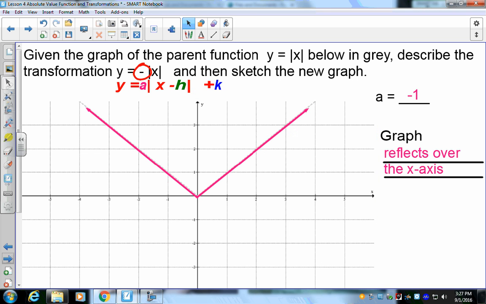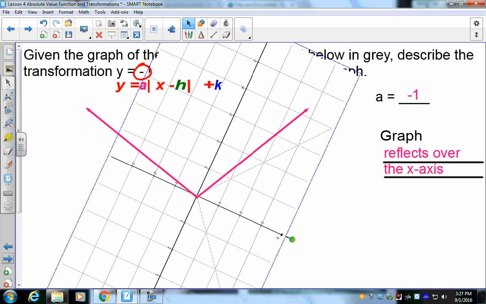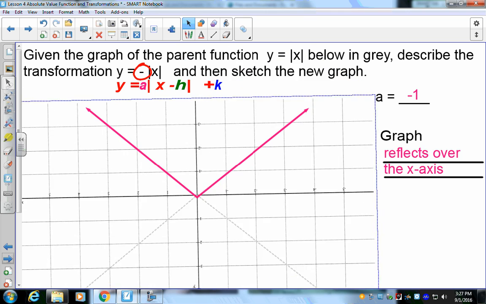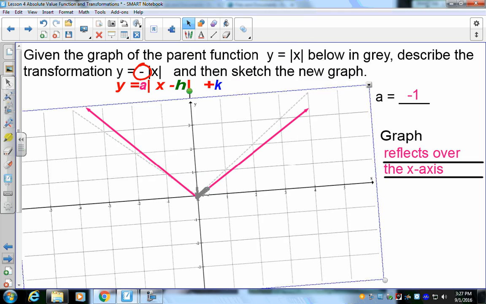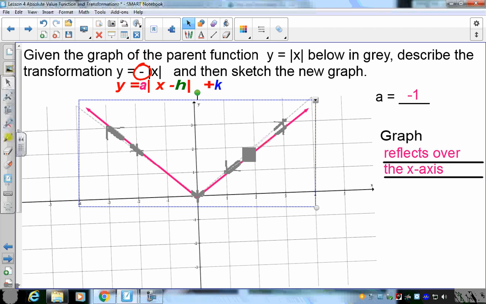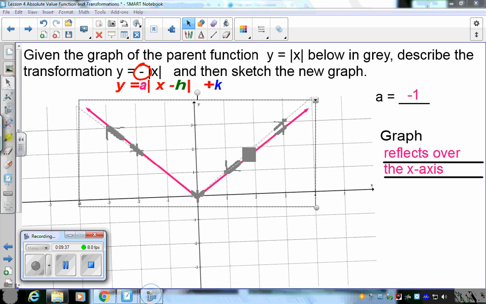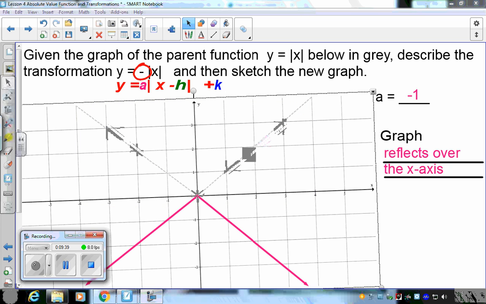Oops. Flipped the wrong one, but you get the idea. All right, there we go. Flipped it upside down.